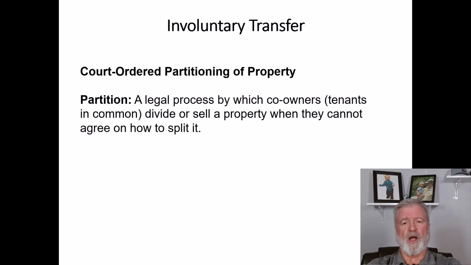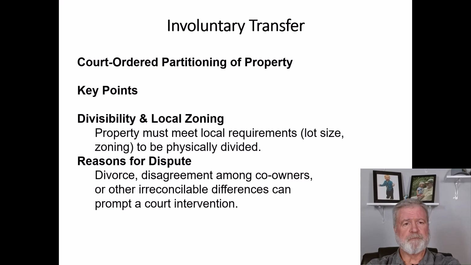Y'all, it's a legal process by which co-owners divide or sell the property when they cannot agree on how to split it. Y'all, obviously they're talking about here, if there are heirs, and there are more than one, so there'd be co-owners, and these owners cannot agree to either sell it or keep it or whatever, then the courts will go through and partition the property. All right, well, here's your part, and then here's your part. That's what they do there.